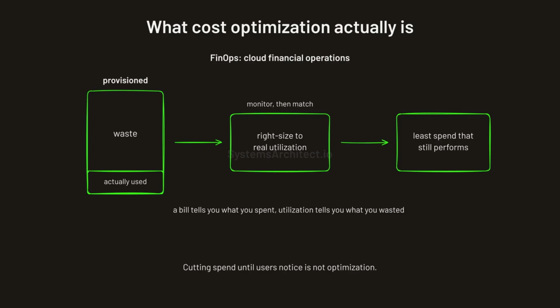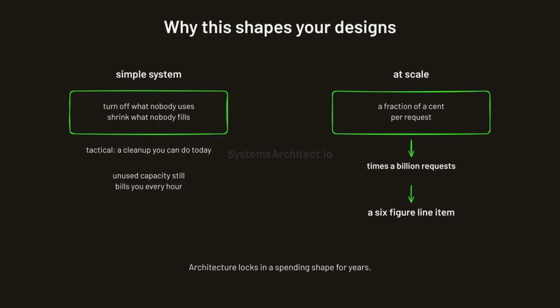Monitoring here means utilization data, not just invoices. A bill tells you what you spent. Utilization tells you what you wasted. Cutting spend until users notice is not optimization. It is a self-inflicted outage. Cost is a design constraint you either handle early or pay for repeatedly.